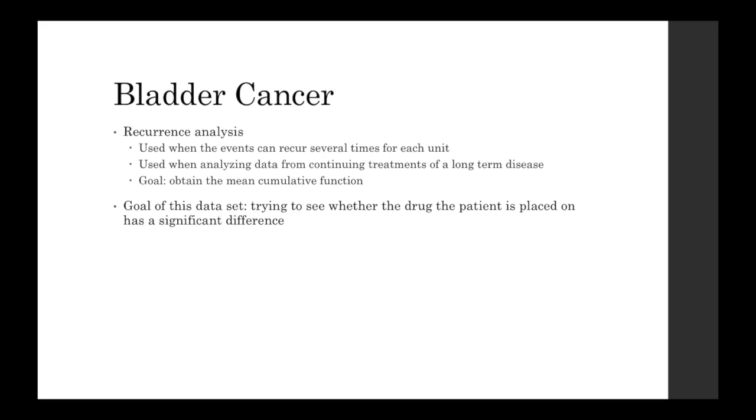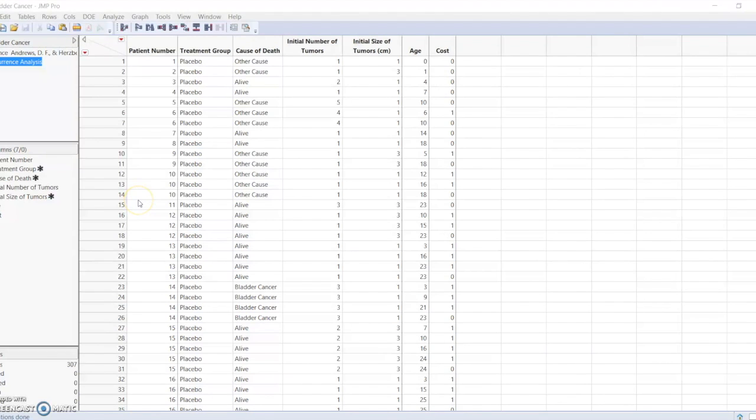The goal is to obtain the mean cumulative function, which shows the total cost per unit as a function of time. With the bladder cancer dataset, we are trying to see whether the drug the patient is placed on has a significant difference. Here is the bladder cancer dataset, and with this we will be doing recurrence analysis.